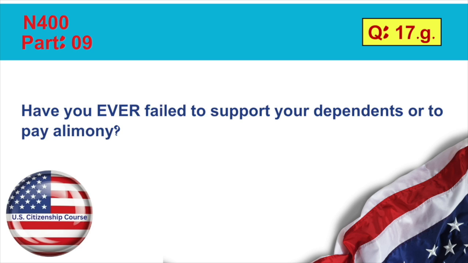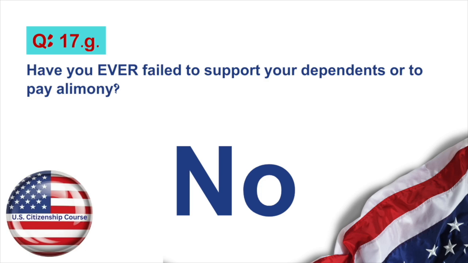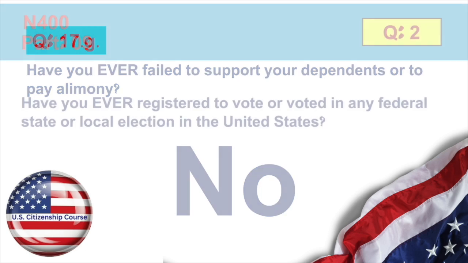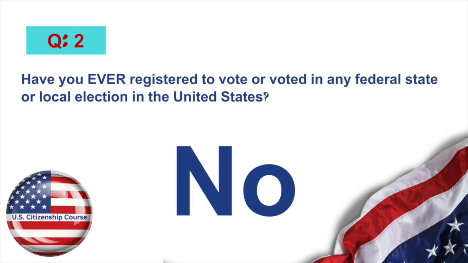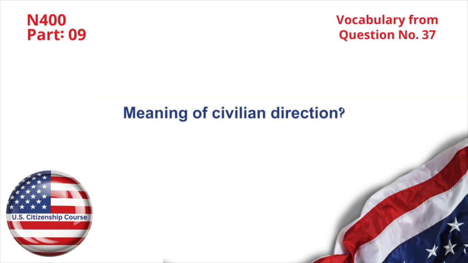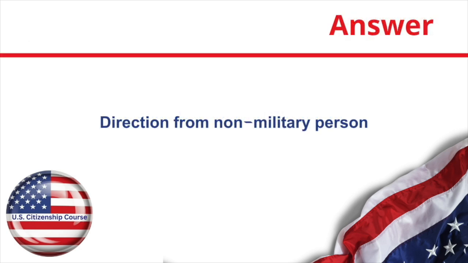Have you ever failed to support your dependents or to pay alimony? No. Have you ever registered to vote or voted in any federal, state, or local election in the United States? No. Meaning of civilian direction? Direction from non-military person.